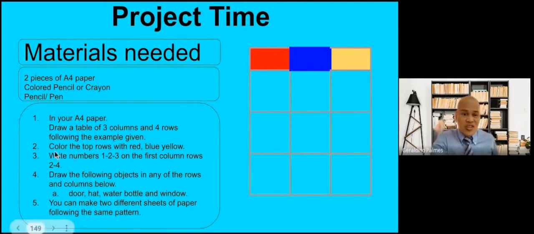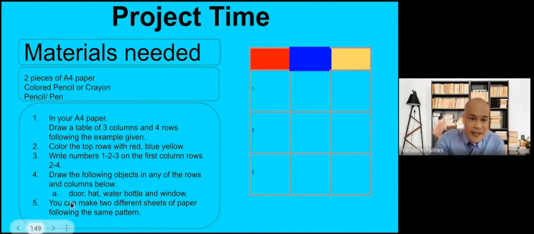Number 2 instruction, color the top rows with red, blue, and yellow. Red, blue, yellow. So this is the same color, red, blue, yellow. Then, write numbers 1 to 3 in the first column, rows number 2. This is the first column, rows number 2, 3, 4. So this is what you can see. Number 1, 2, and 3. Okay, so that's the one, okay? Instruction number 3. Write numbers 1, 2, 3 on the first column, rows number 2 to 4. And the number should be 1, 2, 3.